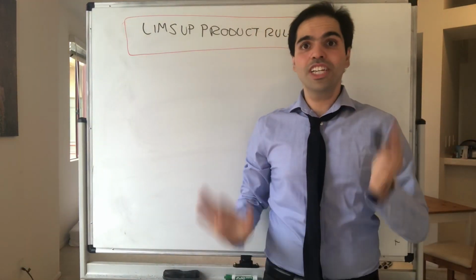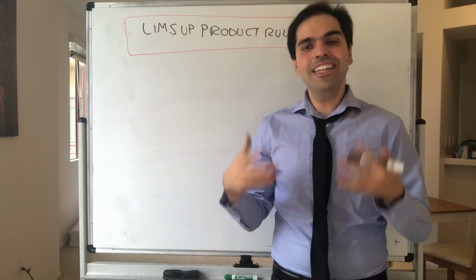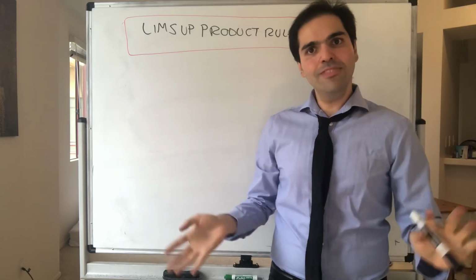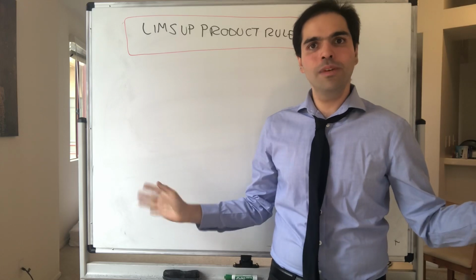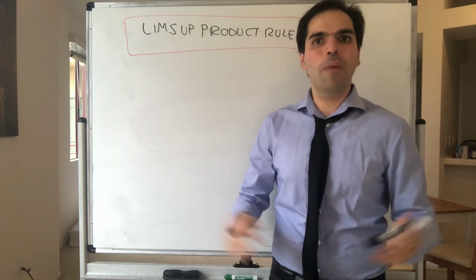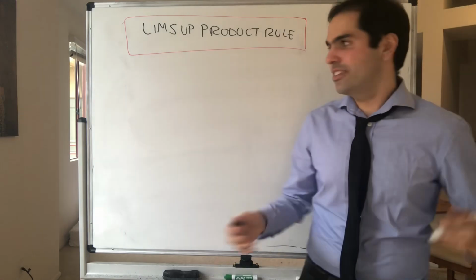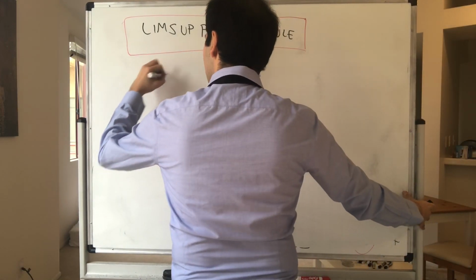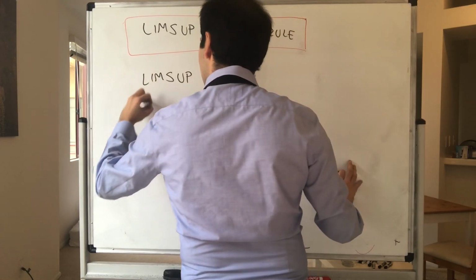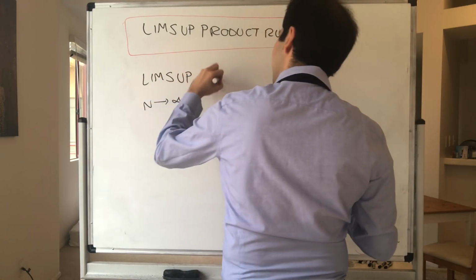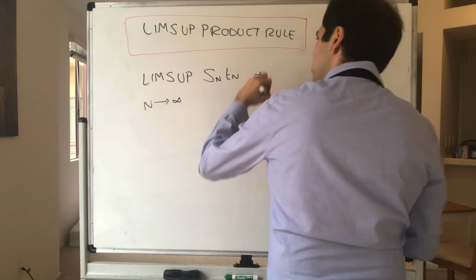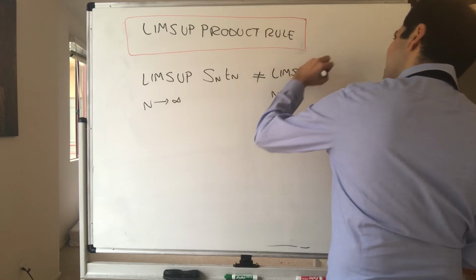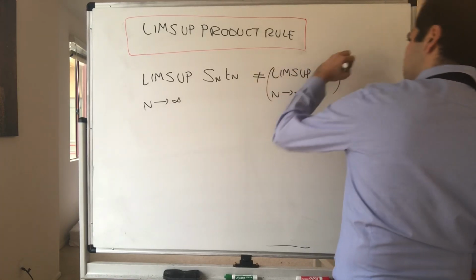Alright, thanks for watching, and today I want to show you a very neat product rule but for Limsups. And by the way, for this video you don't need to know what a Limsup is, just think of it as the biggest possible limit of a sequence. Now, in general, it is not true that the Limsup of Sn times Tn is equal to the Limsup of Sn times the Limsup of Tn.